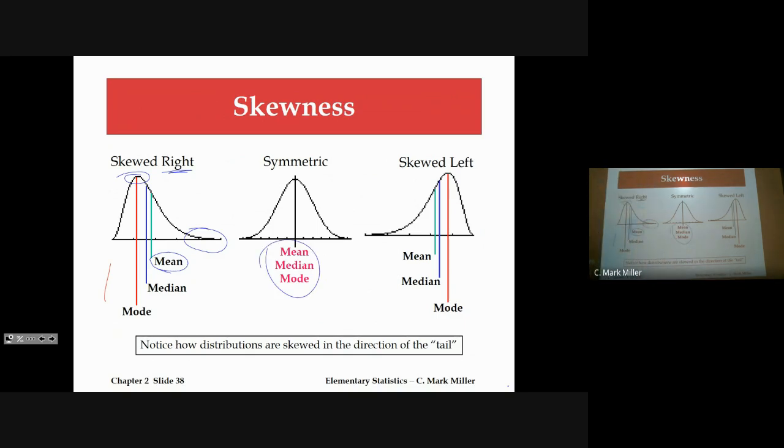And on the right-hand side, you have something that's skewed left, and that means the tail is pointing left. And that means the mean will be the leftmost of the three because it's being pulled left by the outliers in the left tail. So basically, the direction of skewness is the direction of the tail, right? If the tail is right, it's skewed right, left, skewed left.